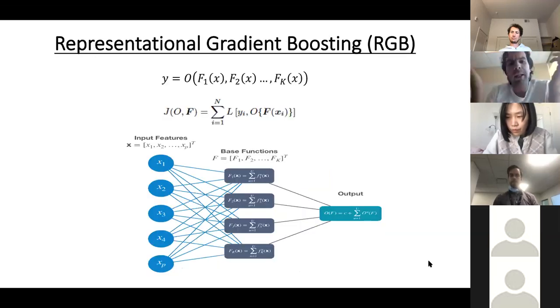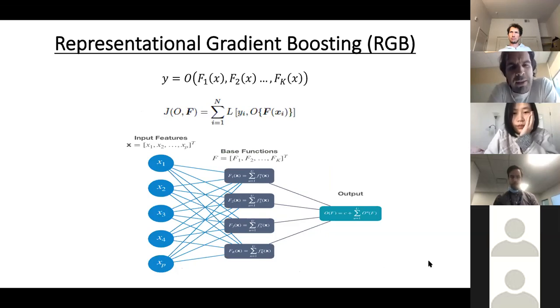So, okay, now let me jump into representation gradient boosting. By the way, until now, any sort of questions? Okay, cool. I guess let me now jump to what representation gradient boosting is.